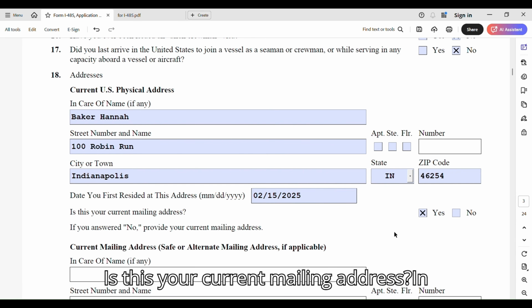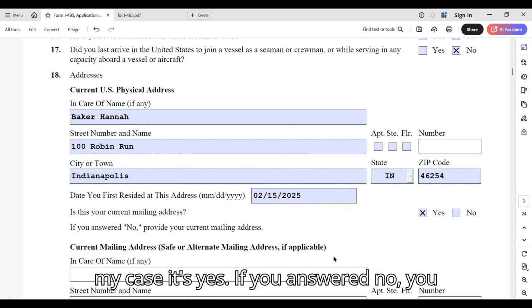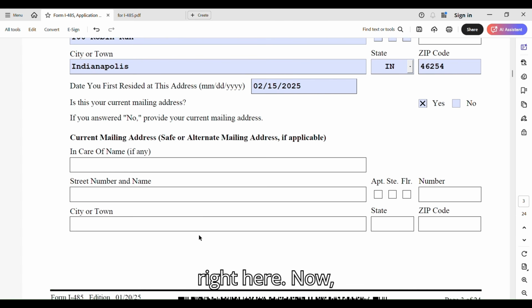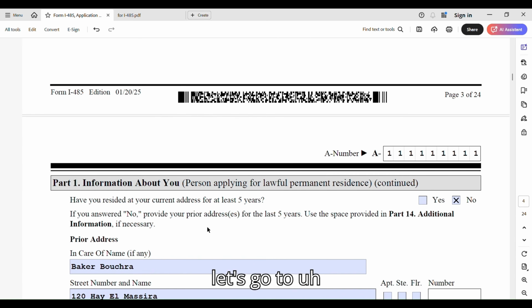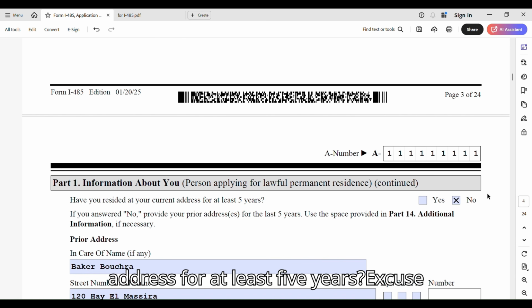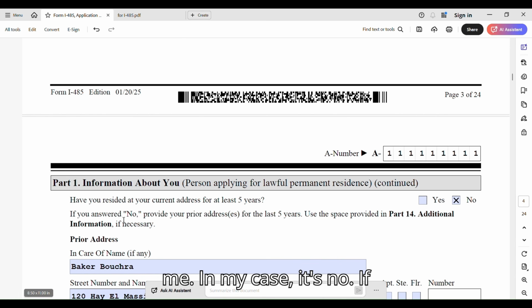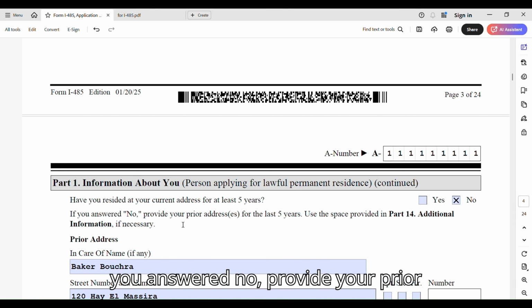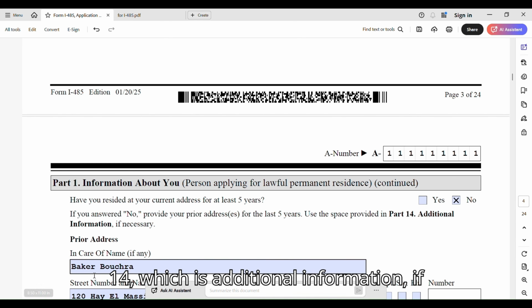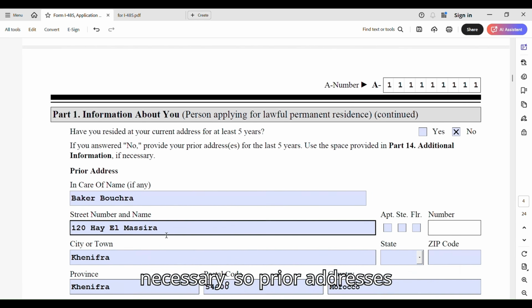Is this your current mailing address? In my case, it is yes. If you answered no, you must provide the current mailing address right here. Now let's go to this question right here. Have you resided at your current address for at least 5 years? In my case, it is no. If you answered no, provide your prior addresses for the last 5 years. Use the space provided in Part 14, which is additional information, if necessary.